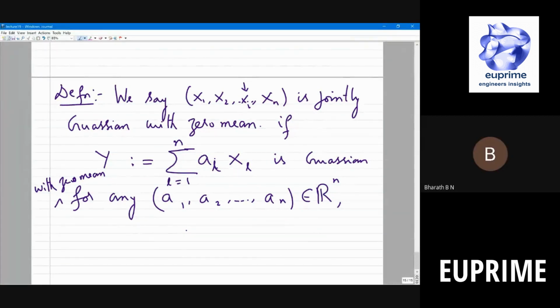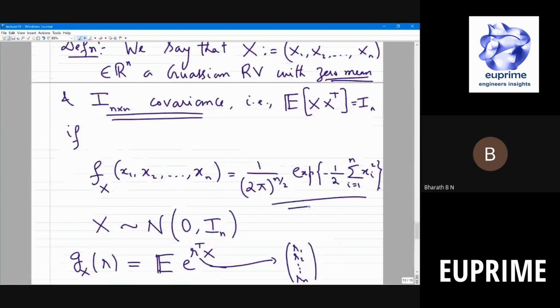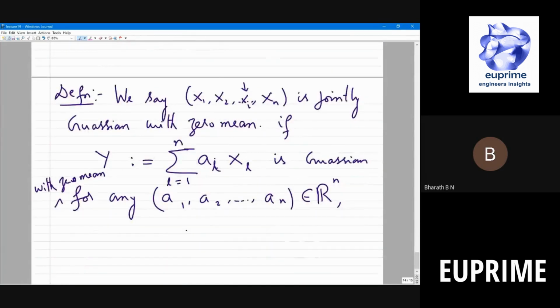Now, of course, I know that if x1 through xn are IID Gaussian, then they are jointly Gaussian, and I also know what the joint distribution is, which is already given here. But I don't know what to do in general. So let's try to characterize that in a systematic way. Now I know that this is the definition of jointly Gaussian.